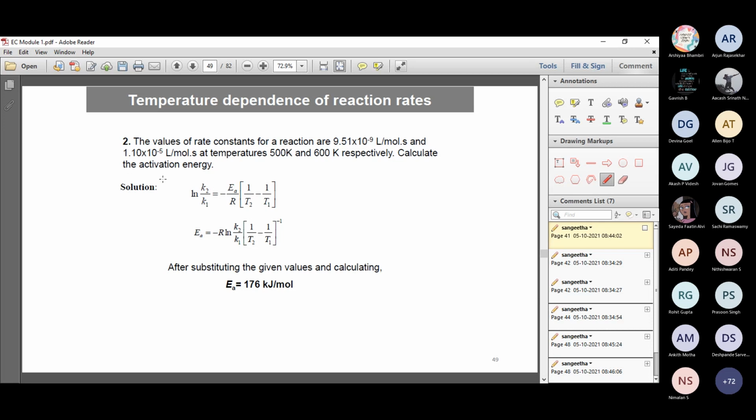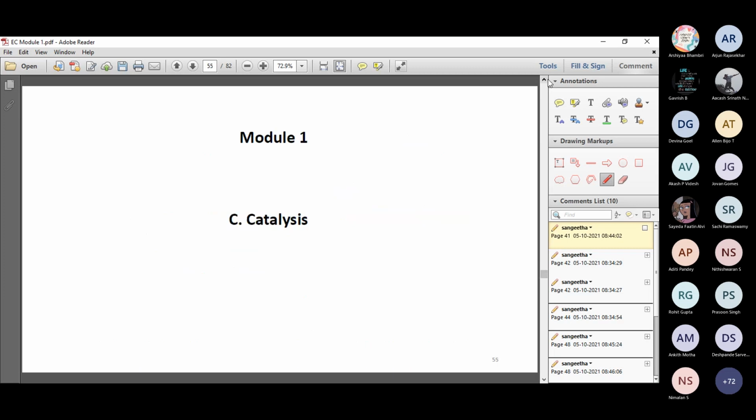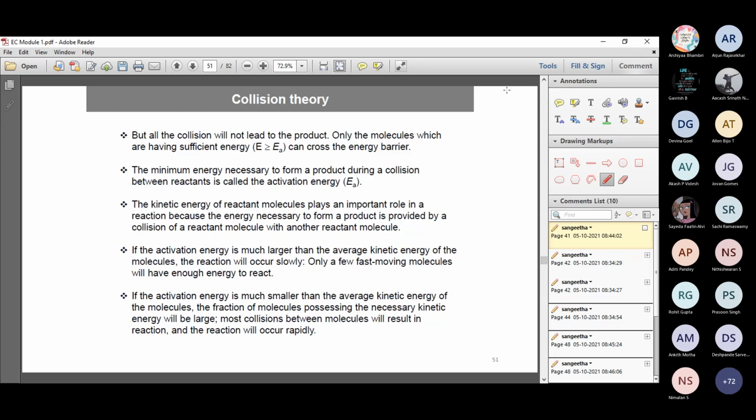Next one, the values of rate constant, make a note of this also. For a reaction the rate constants are given at particular temperatures, 500 and 600 respectively. Calculate the activation energy. So 2 temperatures are given, follow this and then forget about this, don't see this. Let me see how you're going to do it. Take it in the PPT. Okay, I think these are the models they've given for kinetics, isn't it? Maybe I'll give you some more problems. You can just take it from.